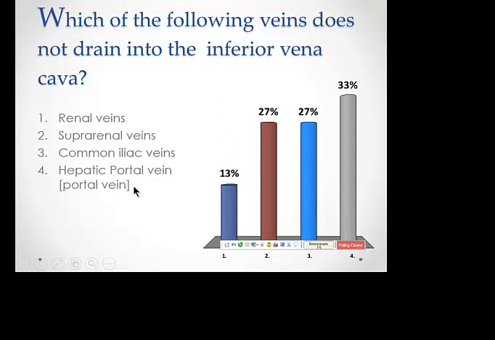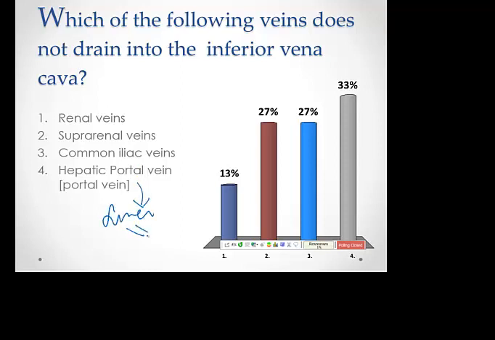Oops, okay. The correct answer is the hepatic portal vein. The common iliac veins do drain into the inferior vena cava because the two common iliacs form the inferior vena cava. The suprarenal and renal, remember, they were from the side. Everything in the abdomen goes into the inferior vena cava other than from the GI tract, right? Because GI tract goes into the hepatic portal vein. Hepatic portal vein finally drains into the liver.